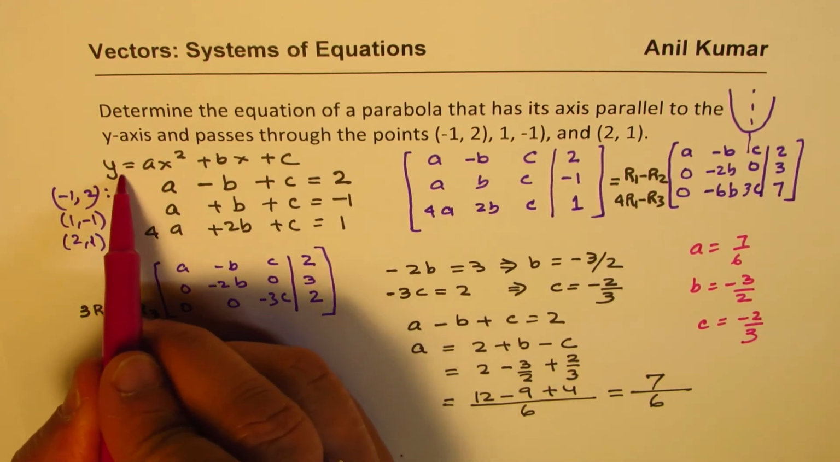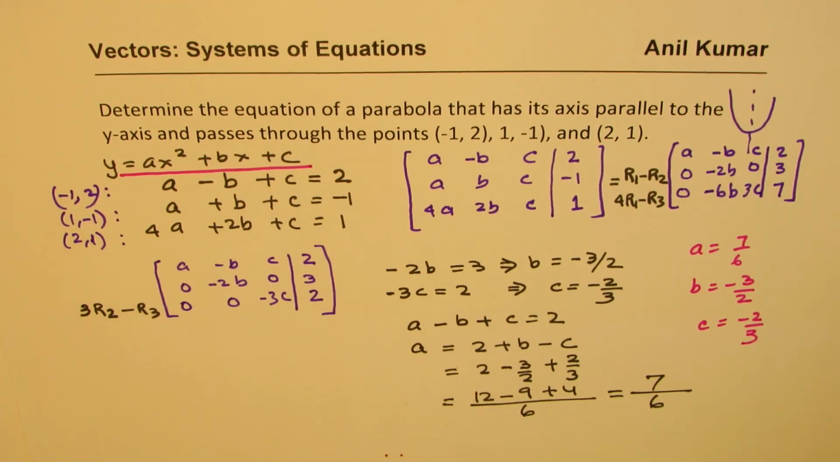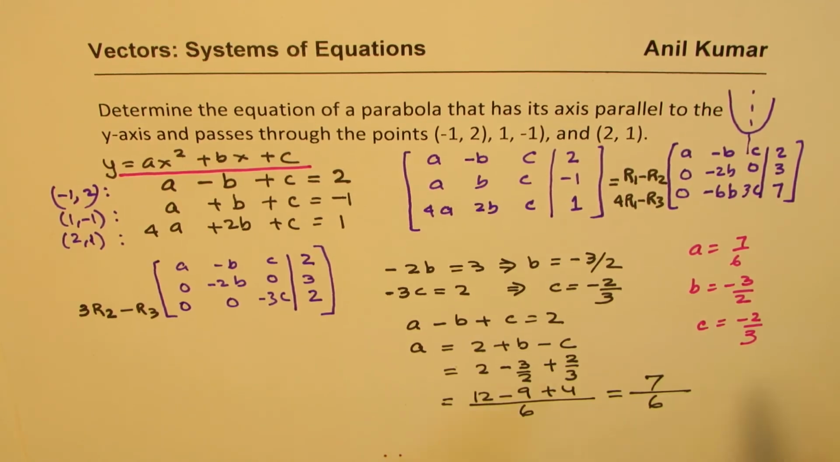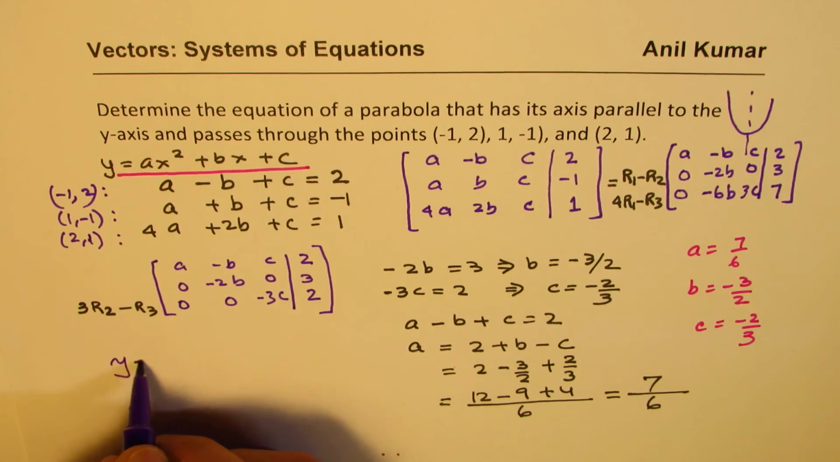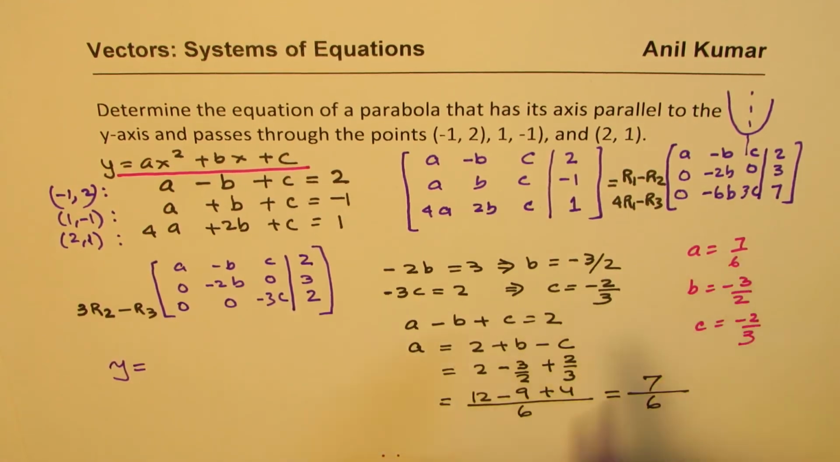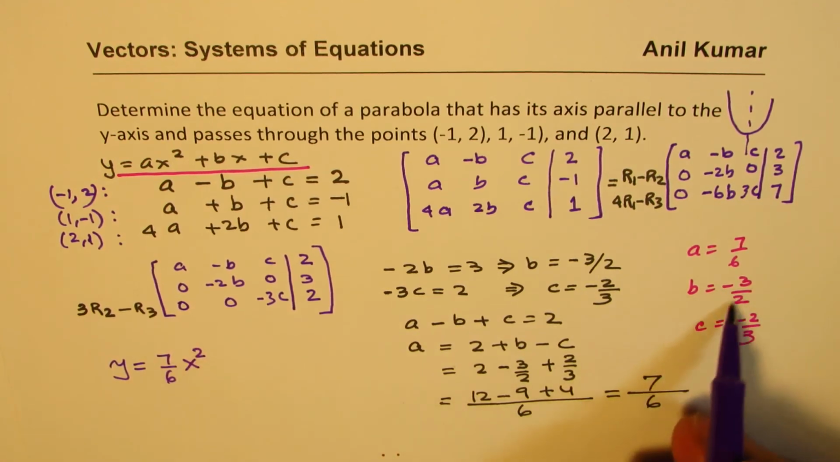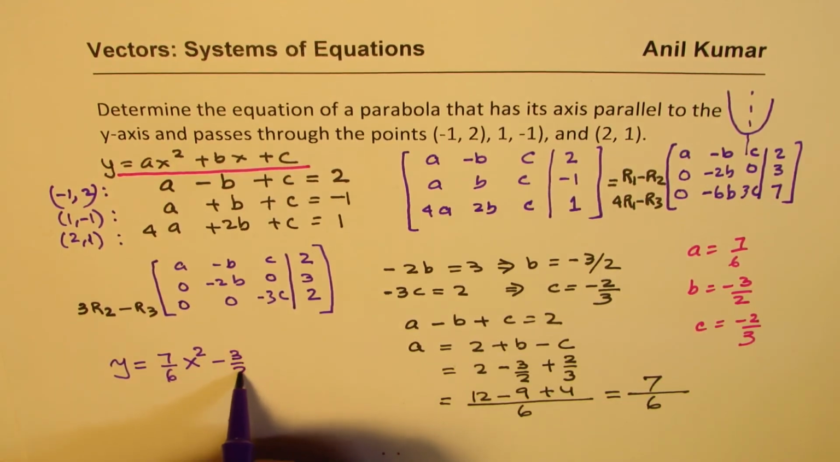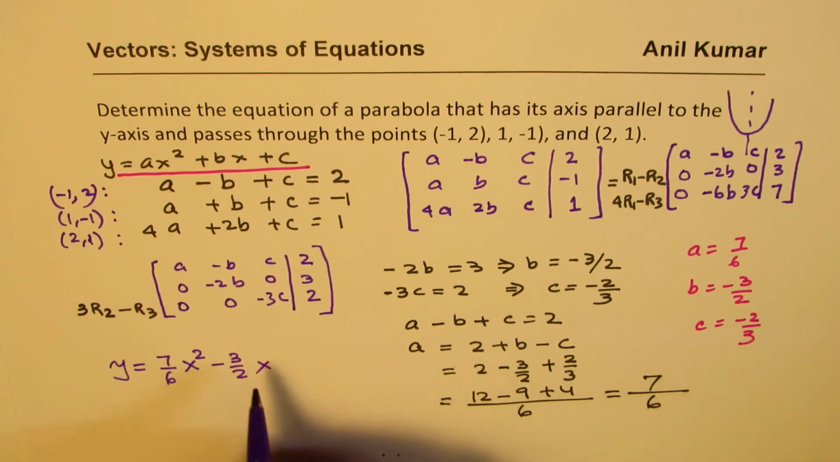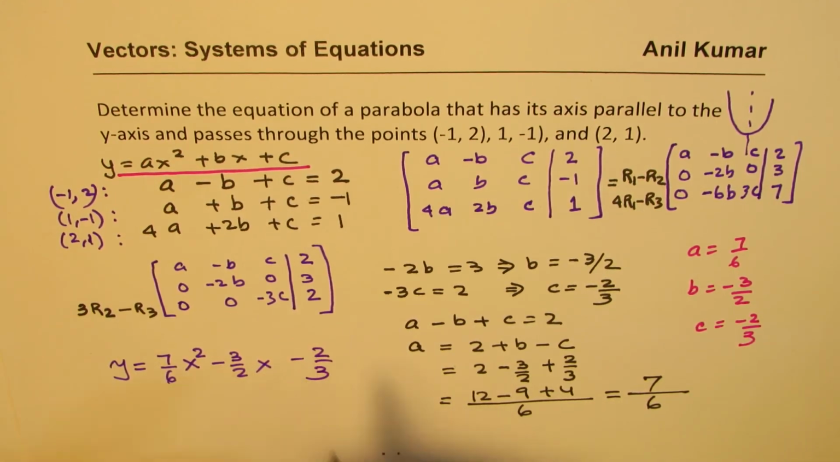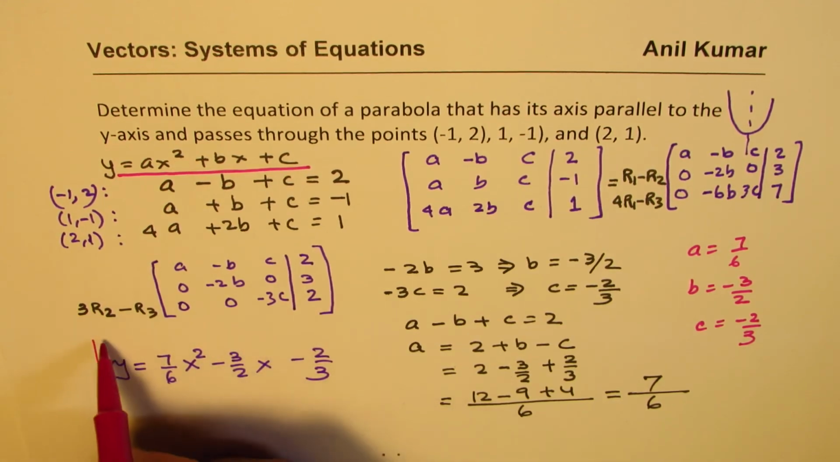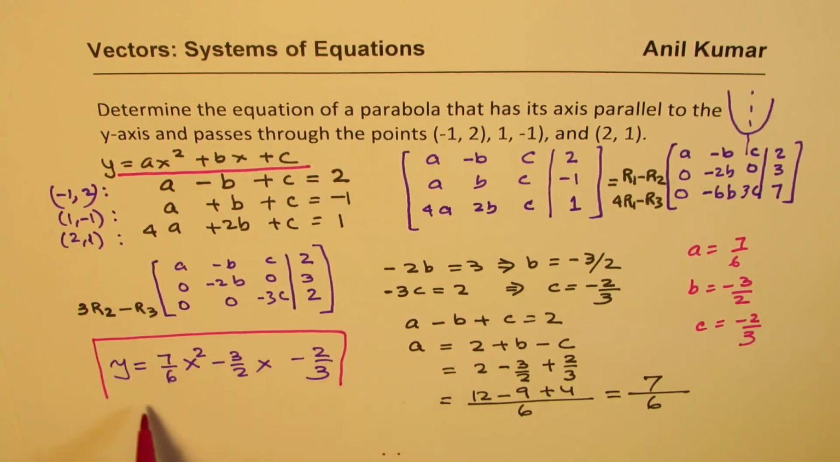So these are the coefficients of x squared, x and the constant term C. So we get our solution that the parabola should be y equals to 7 over 6 x squared, b is minus 3 over 2, so minus 3 over 2x, and c is minus 2 over 3, right? So that is the equation which is of the parabola for the given conditions. So I hope the steps are absolutely clear.